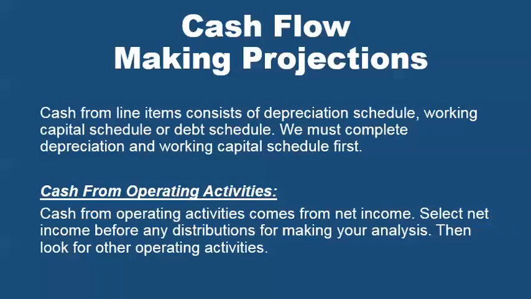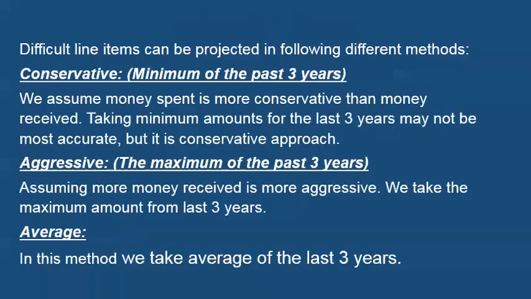Cash from operating activities comes from net income. Select net income before any distributions for making your analysis. Then look for other operating activities. Difficult line items can be projected in the following different ways.